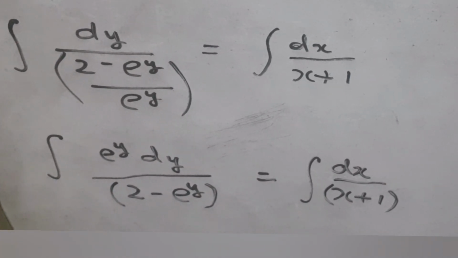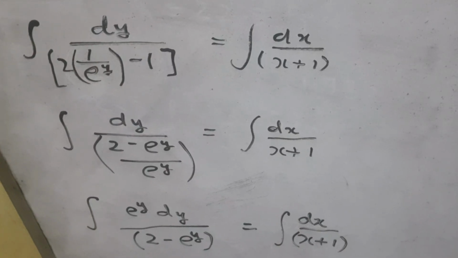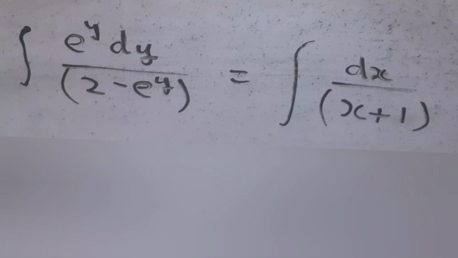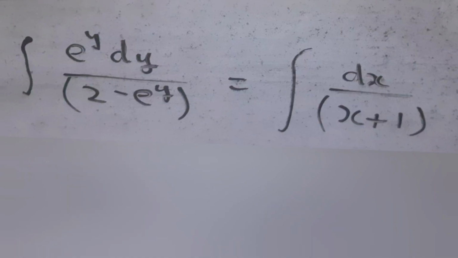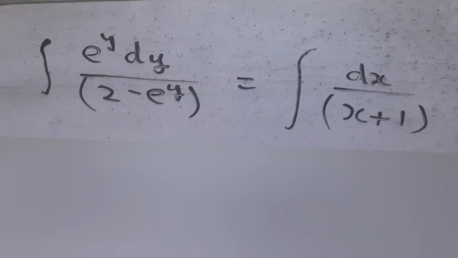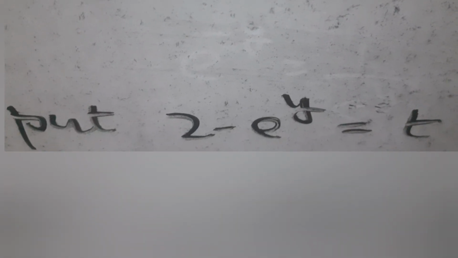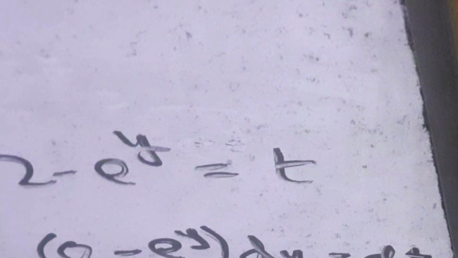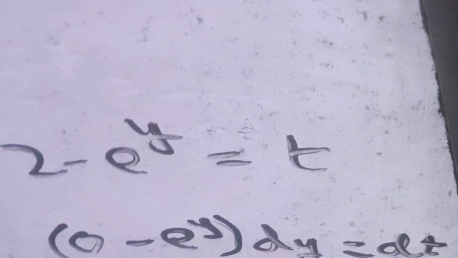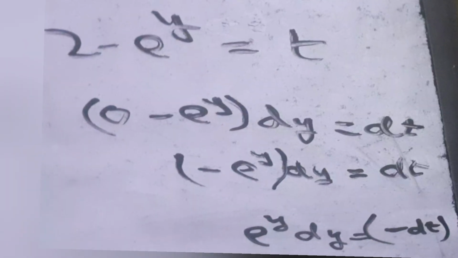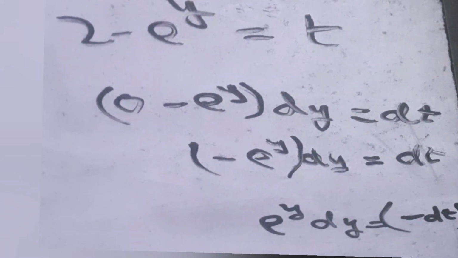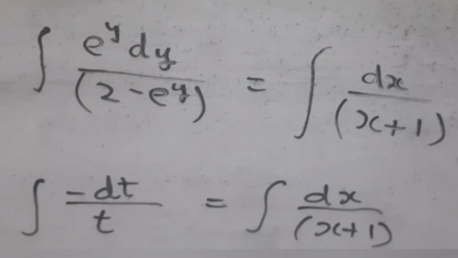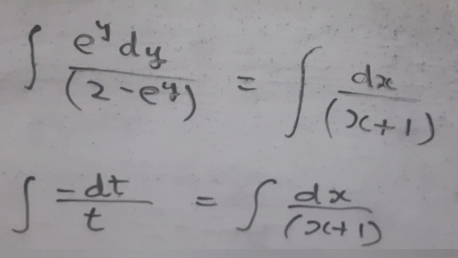Looking at the LHS now, the obvious substitution is put 2 minus e power y equal to t, so that minus e power y into dy equal to dt. Now integrate both sides.